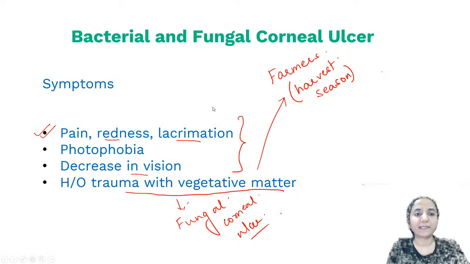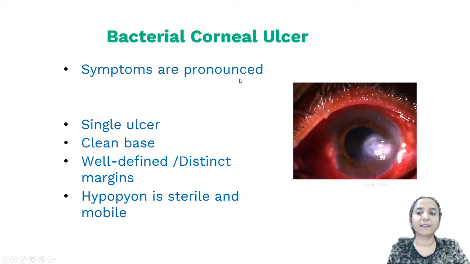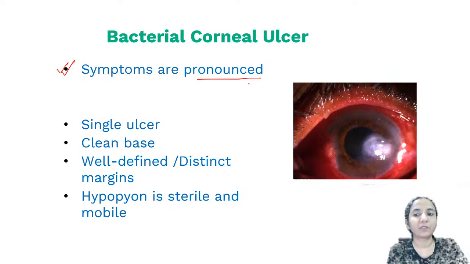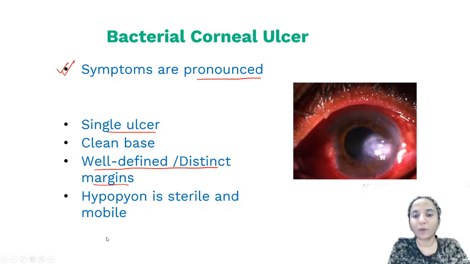Now let's come to the signs. I will first discuss the symptoms and signs of bacterial corneal ulcer. So in a bacterial corneal ulcer, the symptoms tend to be more pronounced. The symptoms are more pronounced in a bacterial corneal ulcer and they are less pronounced in a fungal corneal ulcer. Now, when you look at the ulcer, a bacterial corneal ulcer is usually a single ulcer with well-defined and distinct margins. So let's have a look at this picture.